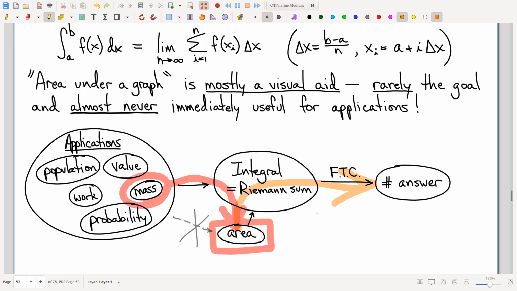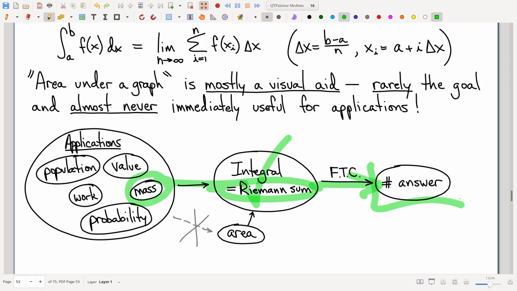You don't need area to make the argument. Area contributes nothing to the argument. Once you've made the connection that mass is a Riemann sum, cool. Fundamental theorem. Answer. Victory. Area's got nothing to do with it.